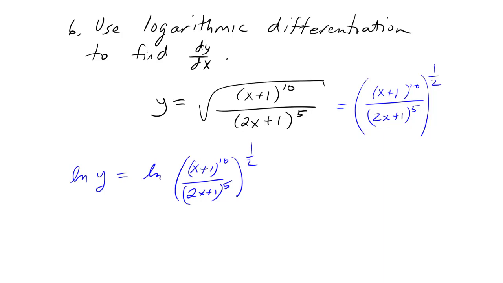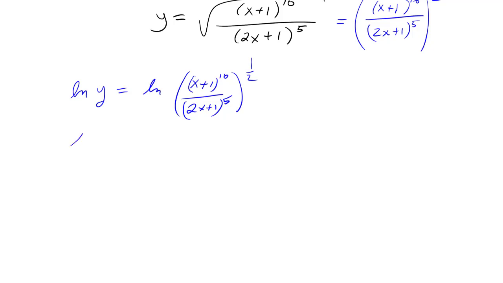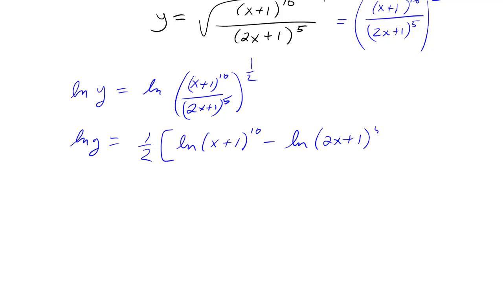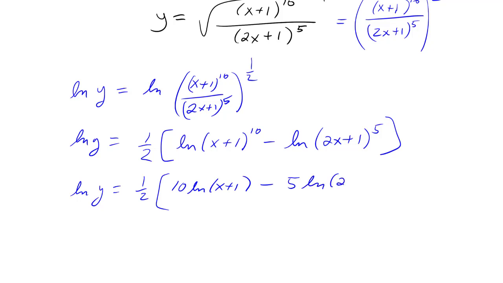All right, so what we're going to do before any derivative taking with these ln's now is we can do a lot of algebraic simplification. So the left side is still just going to be ln y, but on the right side we can bring that 1/2 down, and then we have ln of a quotient. So that would be ln of x plus 1 to the 10th minus ln 2x plus 1 to the 5th. And now inside the brackets there we have more opportunities to do some algebraic simplification. So 10 ln x plus 1 minus 5 ln 2x plus 1. Okay, so right now that looks about as simple as we can get it by doing the algebraic simplifications.